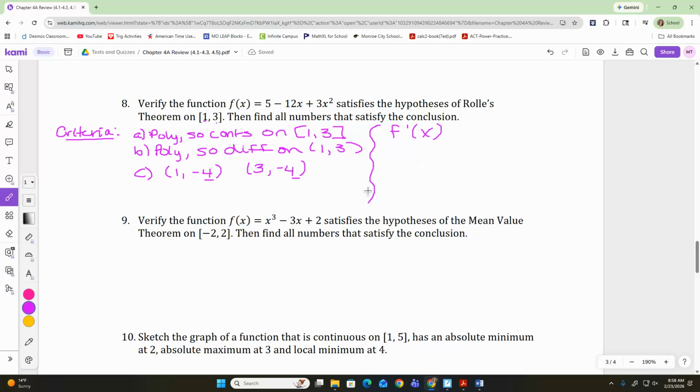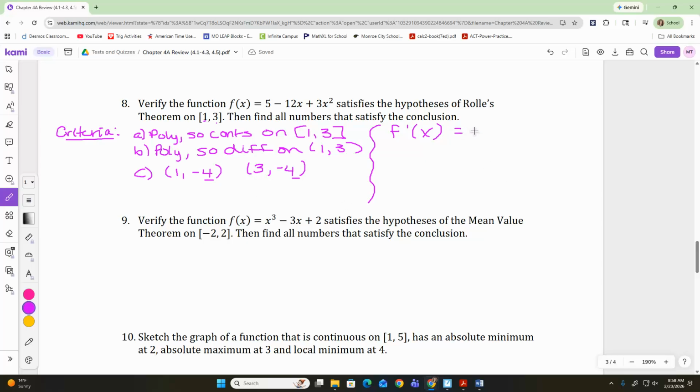It's really kind of the same thing, it's just a special case of the mean value theorem. Remember, mean value only has the first 2 criteria, and then it says somewhere the derivative is equal to the slope between the endpoints. If the y values are the same, what's the slope between the endpoints? 0. So it's just a special case of that.